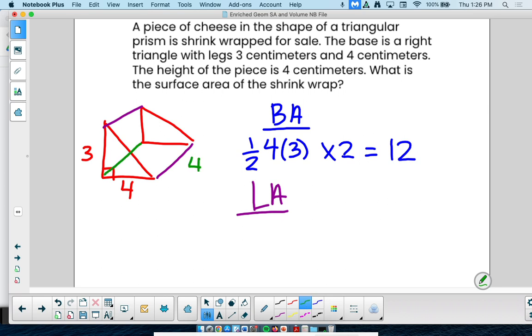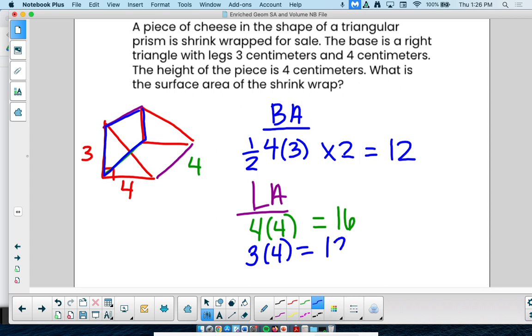This is 4. So this bottom rectangle, what are the dimensions of it? 4 times 4. Now for a triangular prism, you don't multiply by 2 because it's not a box, right? There's only one side that matches it. So 4 times 4 is 16. If we do this side over here, what are the dimensions of it? 3 and 4, right? 3 by 4, which is 12.